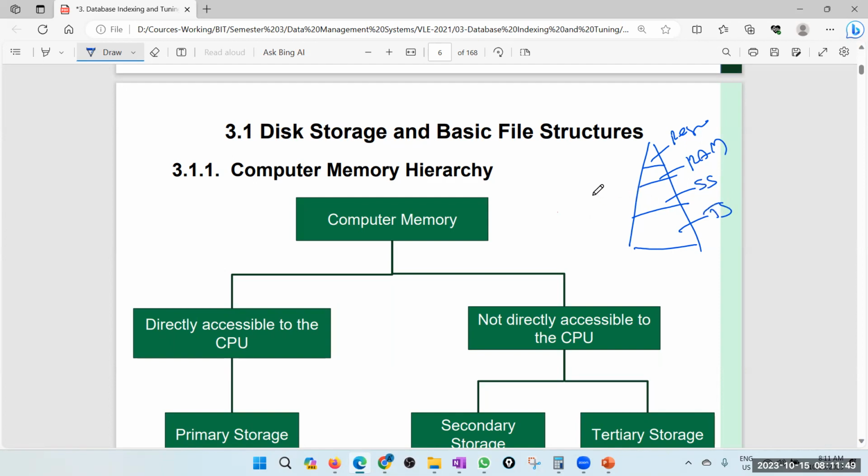And you know that this is volatile, this is non-volatile. I haven't taken the ROM because ROM is a special case for supporting your system functions. So that is how you understand storage hierarchy. Sometimes we call it memory hierarchy, but the better word is storage hierarchy.